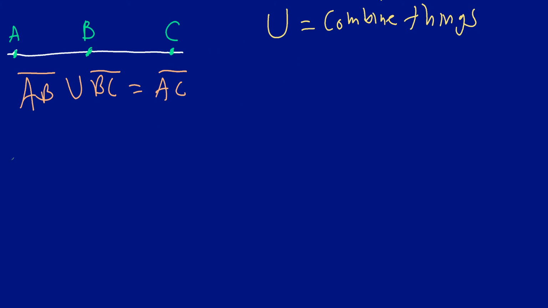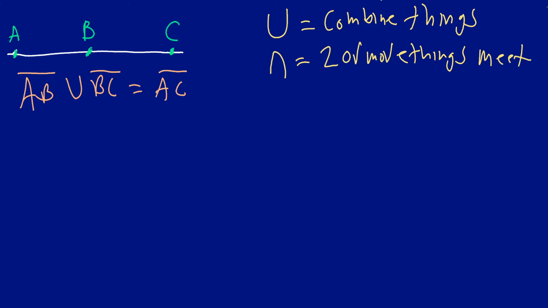Now, another type of set symbolism is the intersection. And this is where you're talking about where two or more things meet. That's what's happening here.